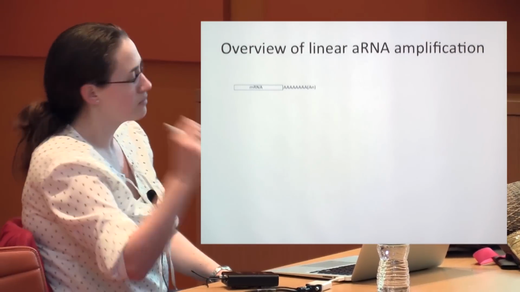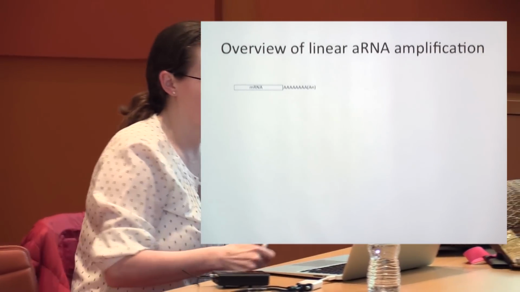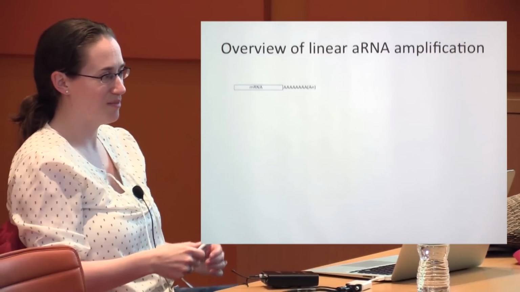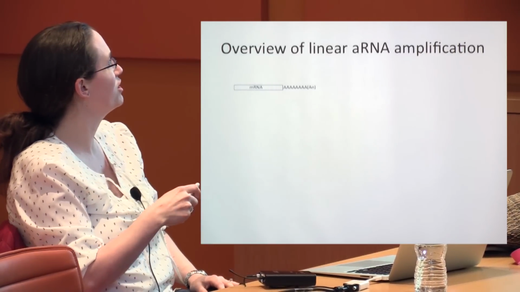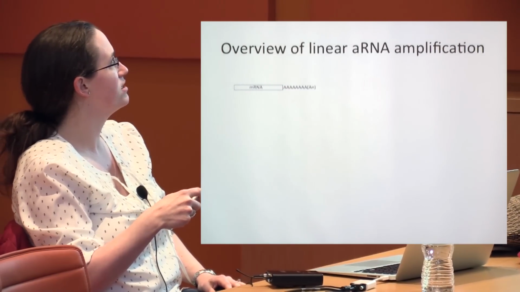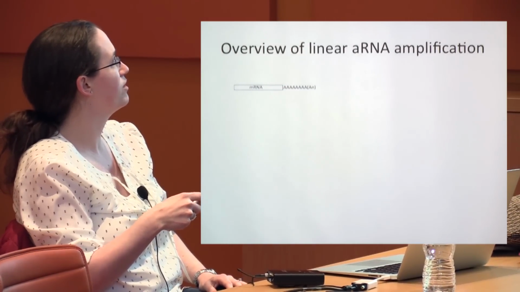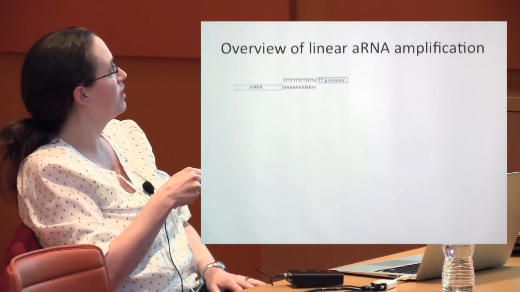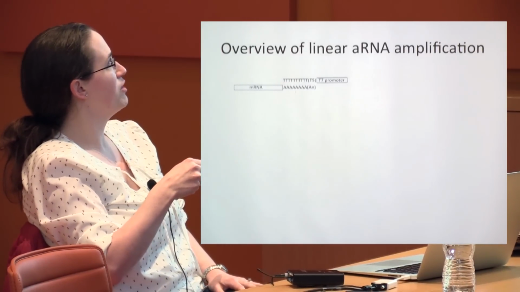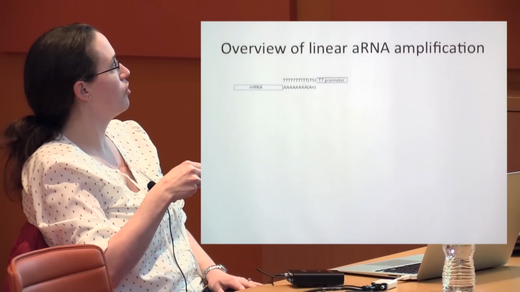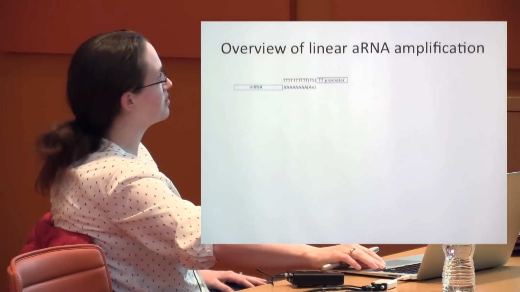So this is the amplification protocol that we use. So we'll get real biology-ish. We have our mRNA, and mRNA has this poly-A tail on the end. That's what it always has. And so we use this primer that has T's that are complementary to all the A's, and then we've hooked this T7 promoter on, which I'll talk about why it's there.